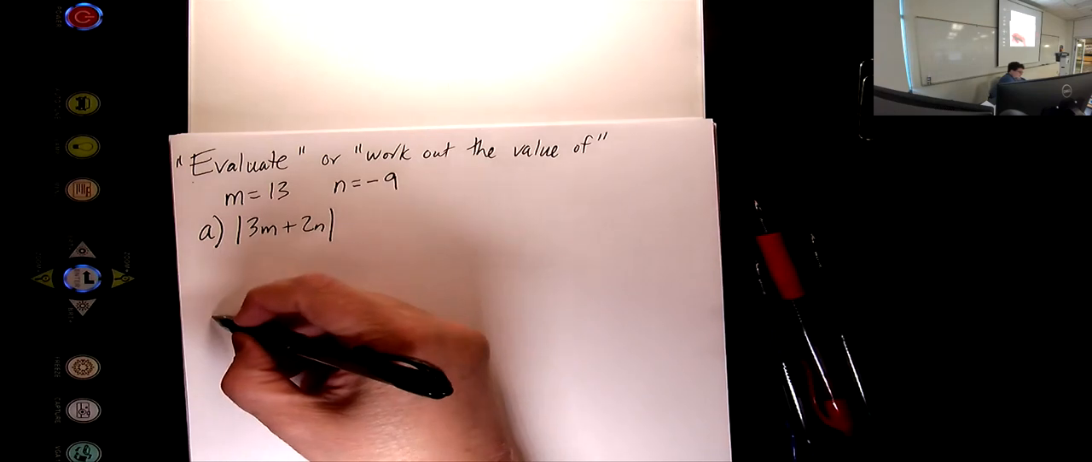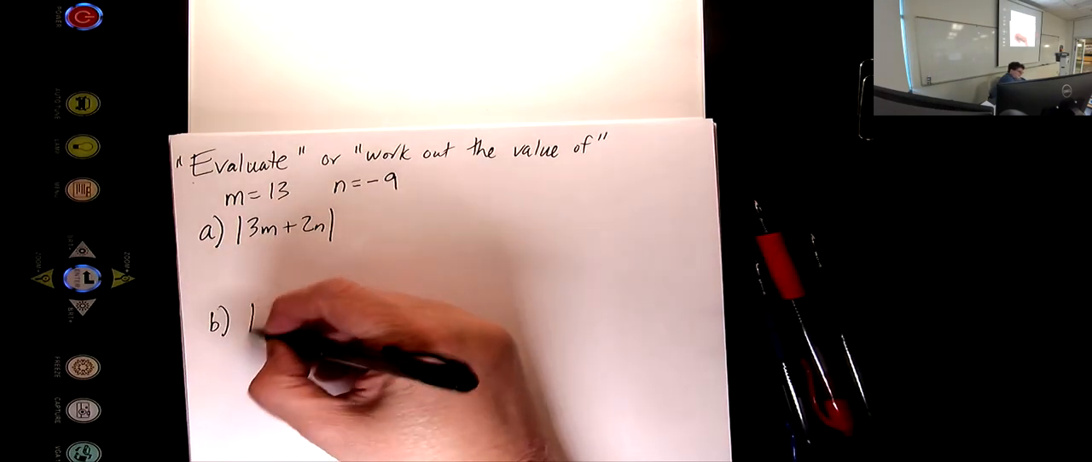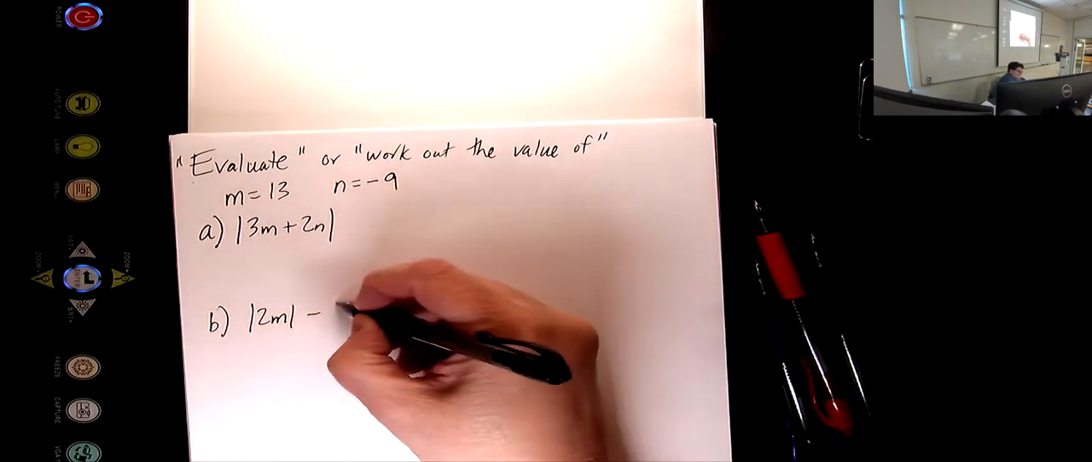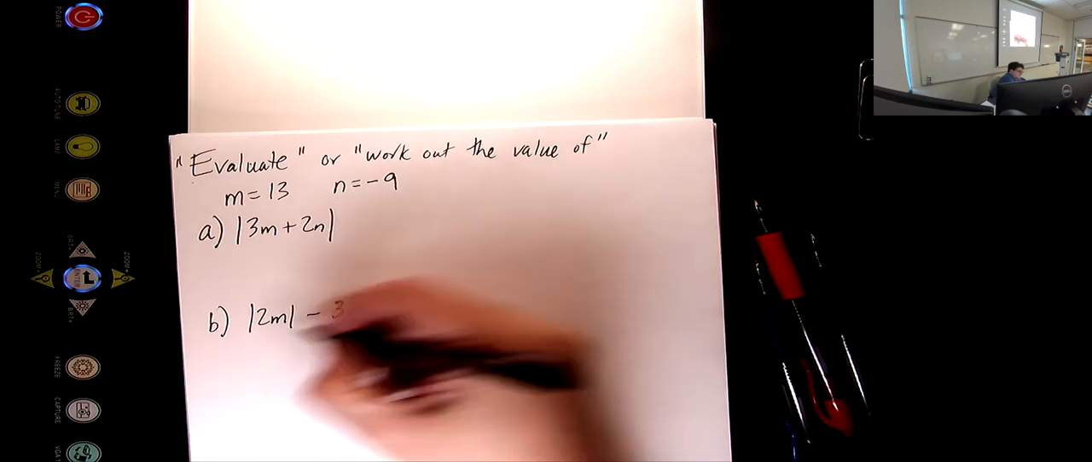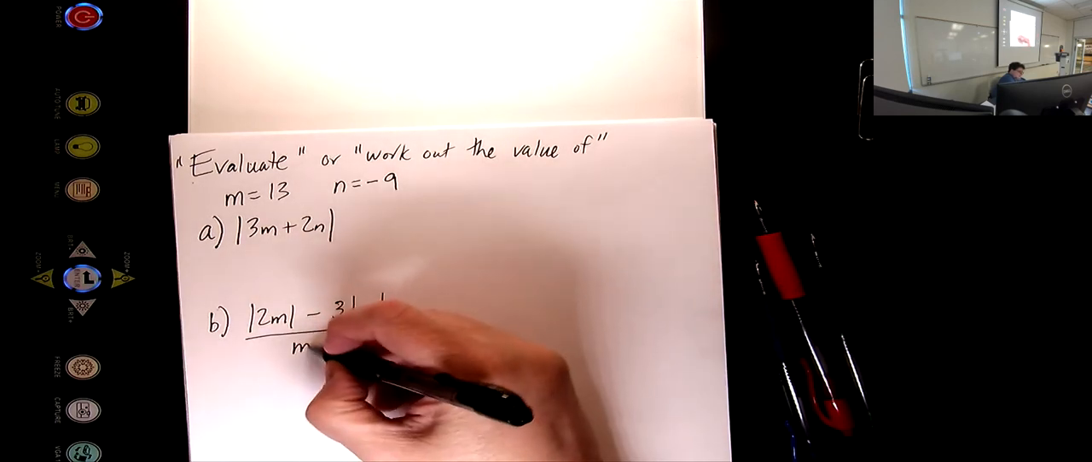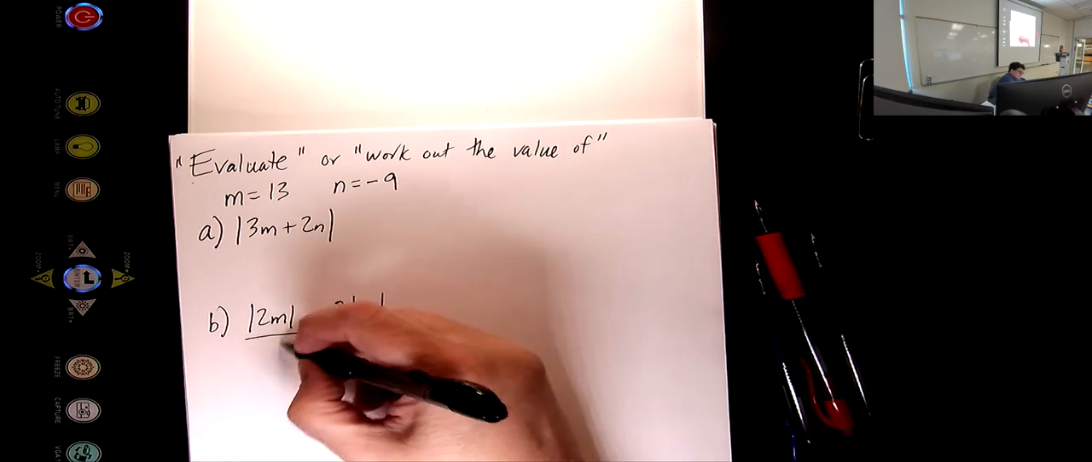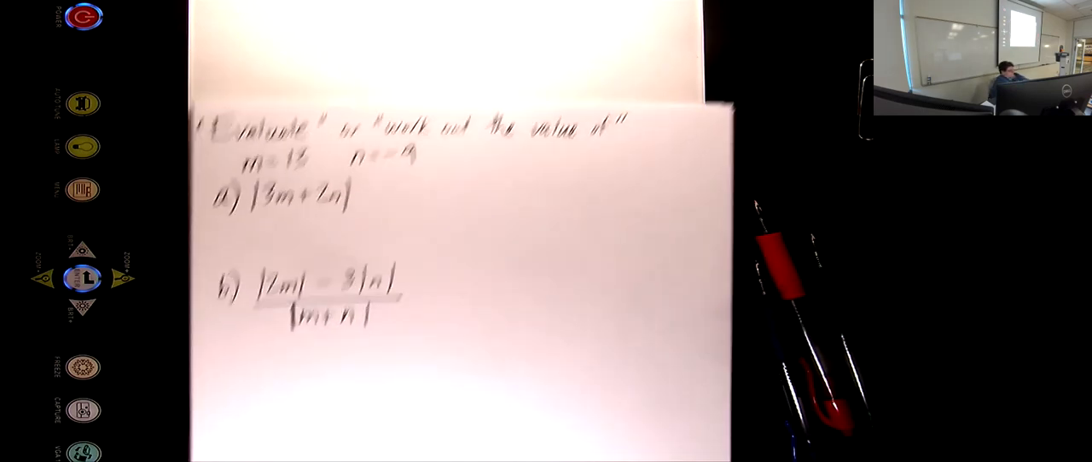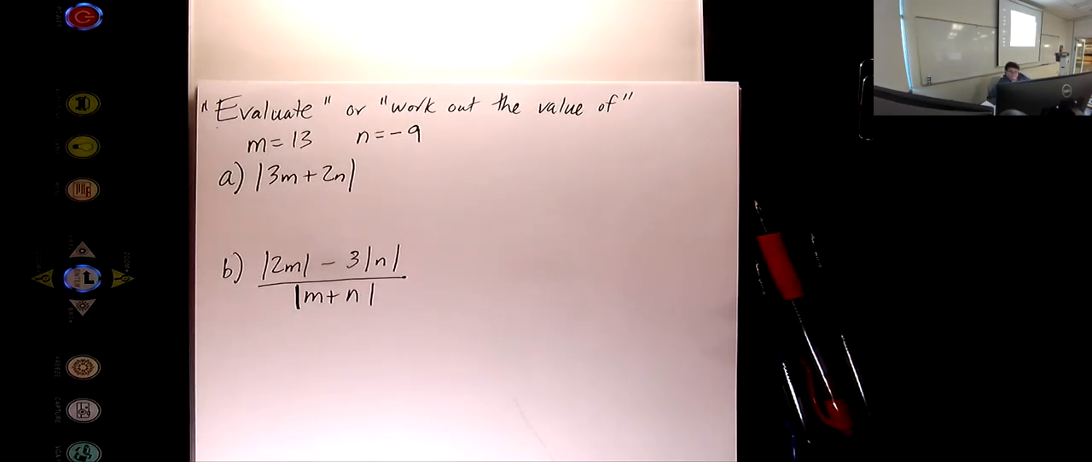Let's make B a little bit harder. Let's do absolute value of 2m minus 3 times the absolute value of n, over m plus n. In absolute values on there too. Give you a few minutes to work that out, and we'll do it as a group. You can discuss it amongst each other if you like working together.